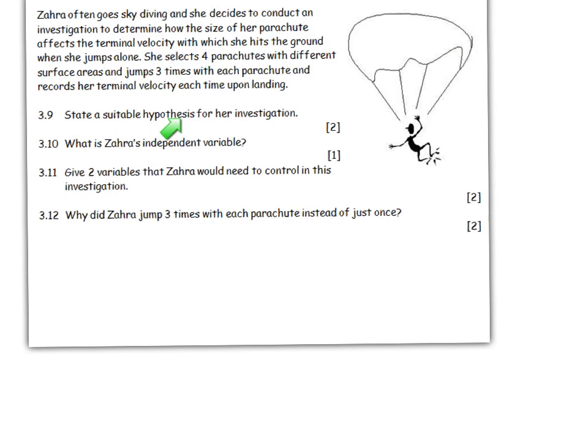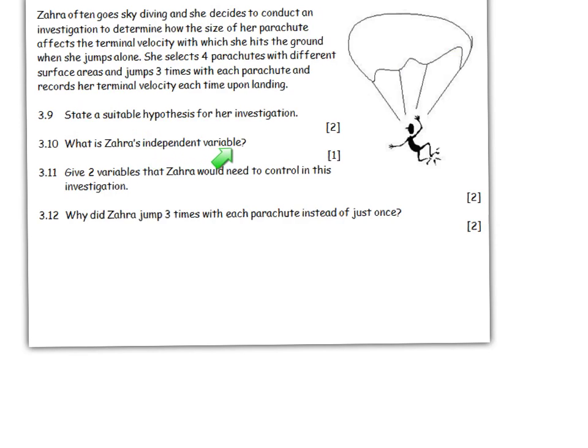A hypothesis is always a statement. So we could say something like, the greater the surface area, the lower the terminal velocity. Or the greater the surface area, the greater the terminal velocity. Doesn't matter whether it's right or wrong, as long as it links the independent and dependent variables using a statement.